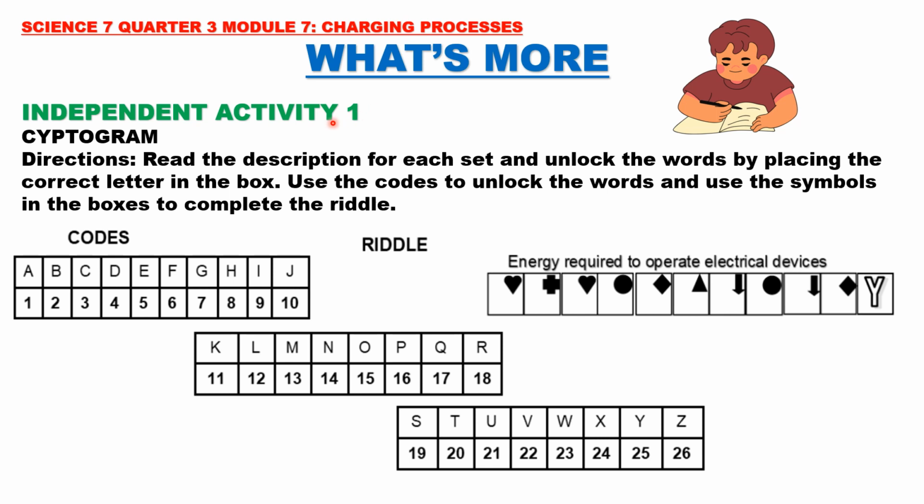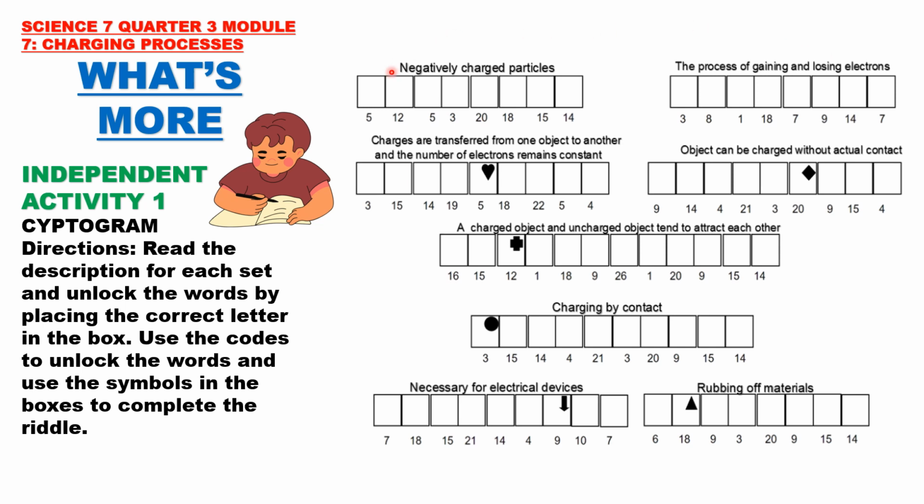Independent Activity 1, Septogram. Directions. Read the description for each set and unlock the words by placing the correct letter in the box. Use the codes to unlock the words and use the symbols in the boxes to complete the riddle. So these are the codes that you will use, and this is the riddle. Energy required to operate electrical devices. Here are the words that you need to unlock for you to be able to answer the riddle.